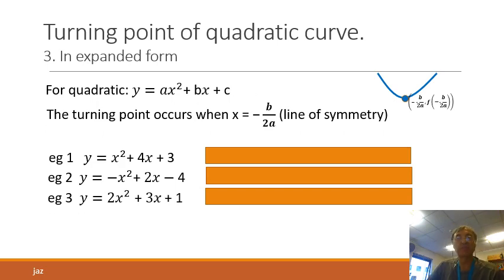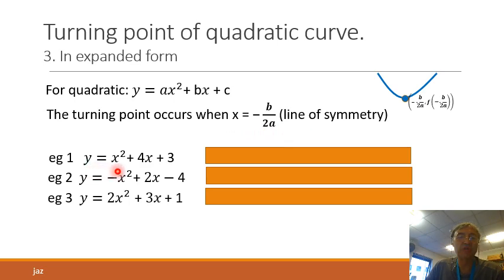Lastly, the turning point of a quadratic can be obtained when it's written in this form, polynomial form, and in that case the turning point always has an x-coordinate of minus b over 2a, and the y-coordinate is found by substituting minus b over 2a into the formula for the quadratic. And this also gives us the line of symmetry. So let's look at some examples.